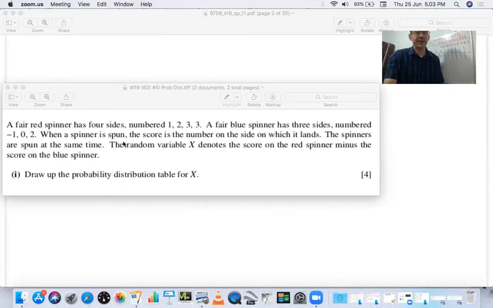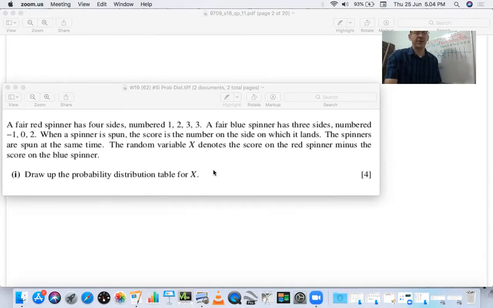When a spinner is spun, the score is the number on the side on which it lands. The spinners are spun at the same time. The random variable x denotes the score on the red spinner minus the score on the blue spinner. Draw up a probability distribution table for x.